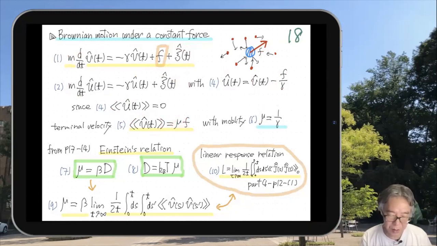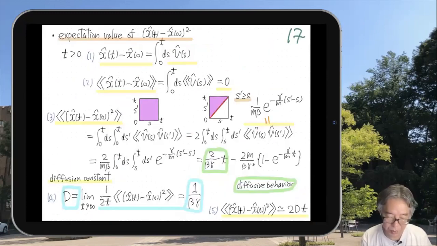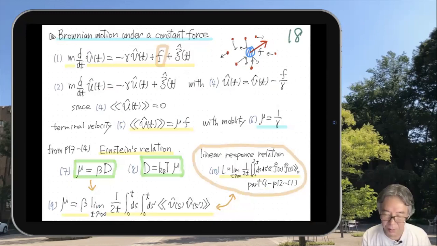And here's Einstein's relation. You recall that this gamma is related to D. So this is the previous page. You recall that this gamma is related to D in this way. So since mu is 1 over gamma, we conclude that mu equals beta times D, or you can rewrite it like this. And if you recall the definition of the diffusion constant, I think you have already seen this.